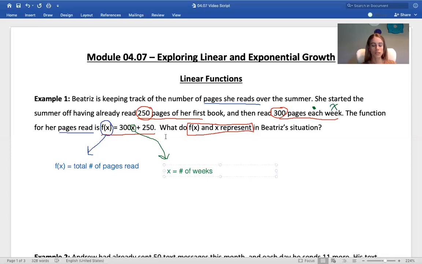So now let's get to our question. What do f of x and x represent? I answered both of those, so check mark. We are good to go.